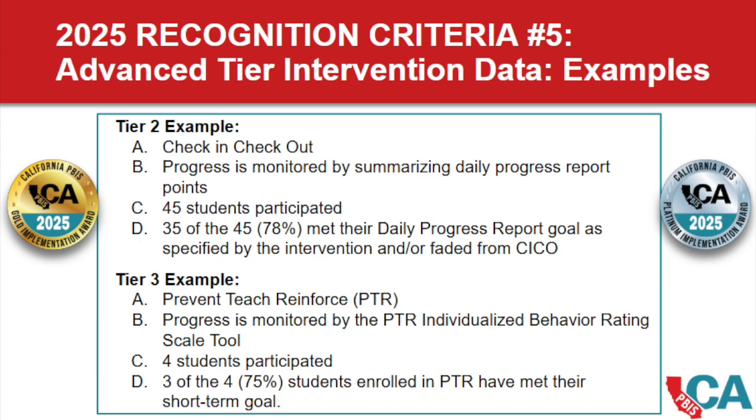A Tier 3 example, we will use Prevent, Teach, Reinforce, PTR. Progress is monitored by the PTR Individualized Behavior Rating Scale tool. If we have 4 students who have participated and 3 of the 4, 75%, students enrolled in PTR have met their short-term goal, this would meet the criteria as it is above 70% of students responding positively.